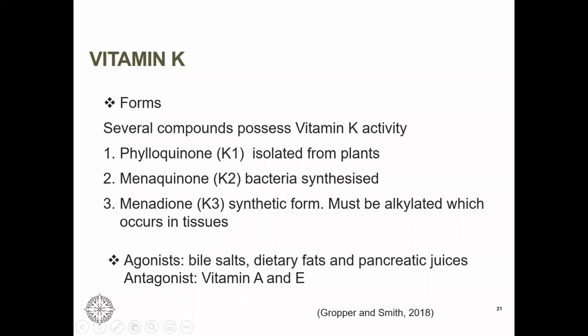Let's move on to vitamin K. Again, different forms of vitamin K are available. The one which we are consuming from plant sources, such as phylloquinone, is called K1. Then we have menaquinone, which our body can synthesize. So our amazing healthy bacteria in the gut can manufacture menaquinone. And then the synthetic form is menadione.